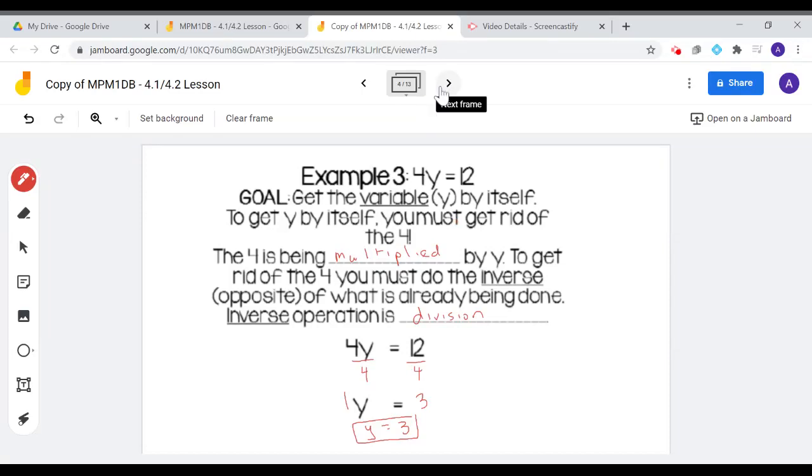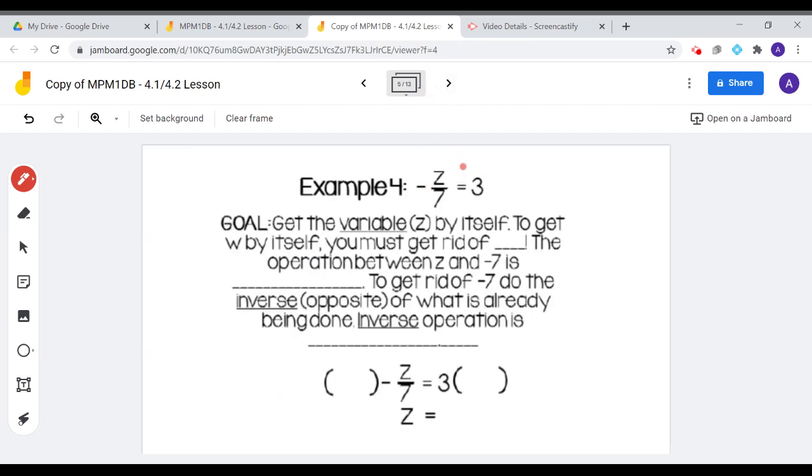Hello, everybody. We're going to continue our lesson on section 4.1 and talk about another example of solving a one-step equation. In this case, we have negative z divided by 7 equal to 3.